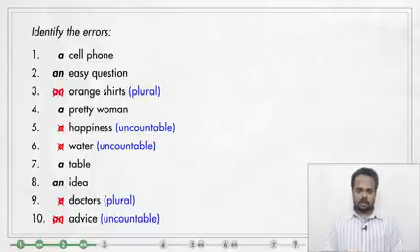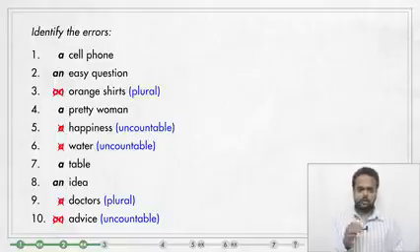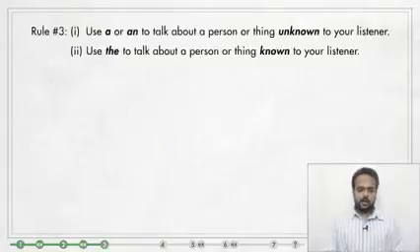Now, a quick note here, the article the can be used with all kinds of nouns, singular or plural countable nouns and uncountable nouns. Okay, so let's now talk about how to choose between a or an and the. Here's rule number 3. Use a or an to talk about a person or thing unknown to your listener, and use the to talk about a person or thing known to your listener.